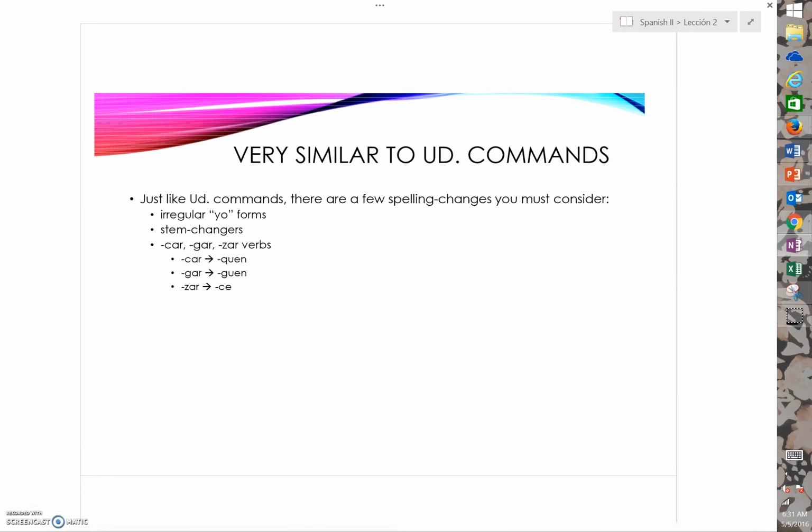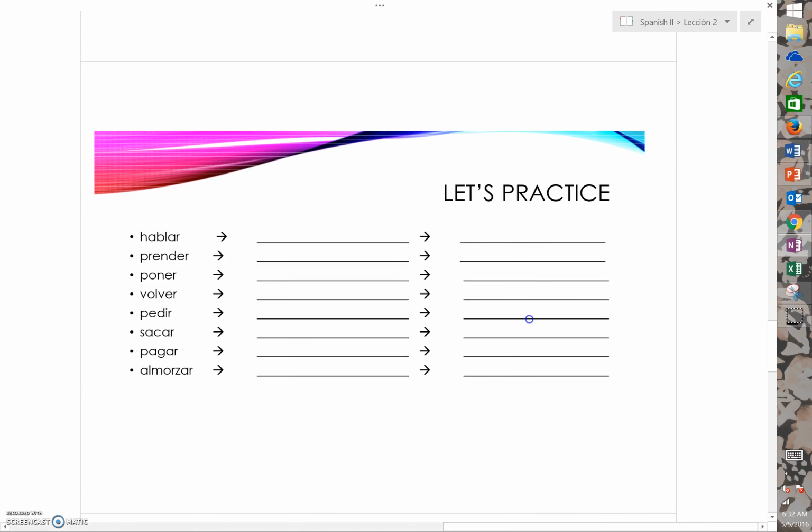We also need to take into consideration that there are irregular yo forms, stem changers, and what we do with car, gar, sar verbs. For car verbs, we change the car to quen, gar goes to guen, and sar goes to sen. Let's do some practice.